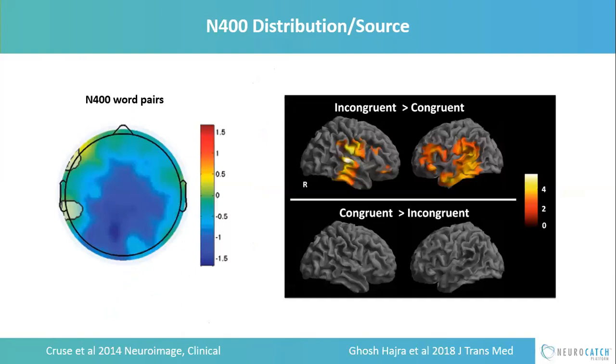All right, so what about the N400? Well, let's start with the topography map. First of all, you're going to notice that this is a centrally parietally oriented N400. These are two word pairs, auditory word pairs. And this is actually our own data on the right, localizing the N400 for the NeuroCatch sequence.